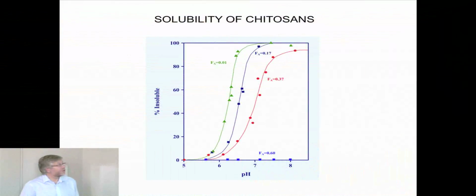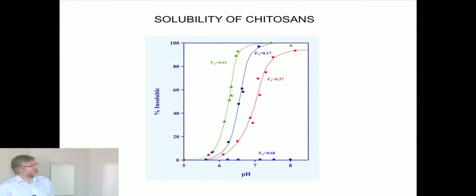First, I will talk about the solubility of chitosan, because chitosan is only soluble normally at low pH. So at pH 5, all types of chitosan are soluble, so nothing is insoluble. But if you take pH up, a typical industrial chitosan will behave like this. So at pH 6.5, 50% soluble, and at pH 7, very little soluble.